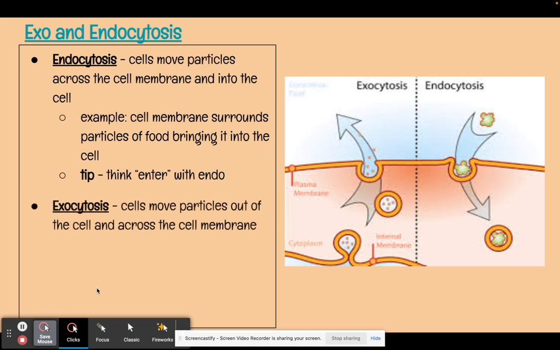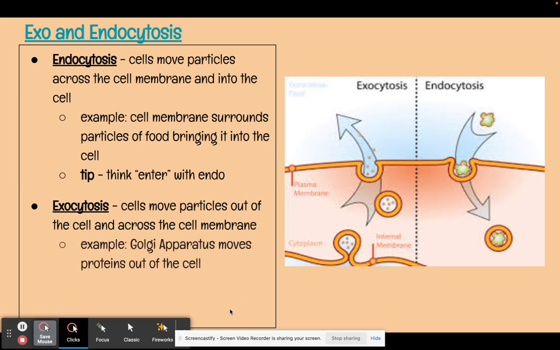Now, the other term that we're going to be referring to is exocytosis. This is where cells move particles out of the cell and across the cell membrane. Remember, once again, things are too large to easily pass through the membrane. So the cell is going to surround it in a membrane or a vesicle to get it out of the cell.